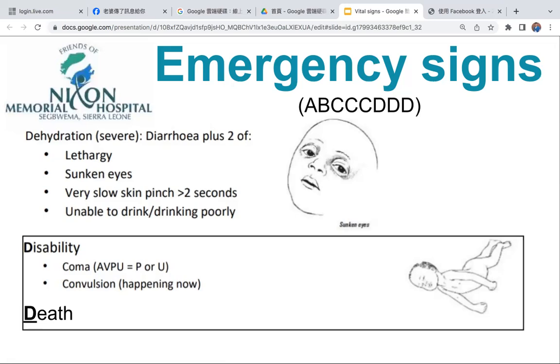The second D is disability, which is coma, or AVPU scale equal to pain or unresponsive. And also convulsion, which is happening at the moment. If the patient was having a convulsion at home, it is not considered an emergency sign. And lastly, the third D stands for death. So if the patient is having A, B, CCC, DDD, or any of these emergency signs, you must call a doctor directly.